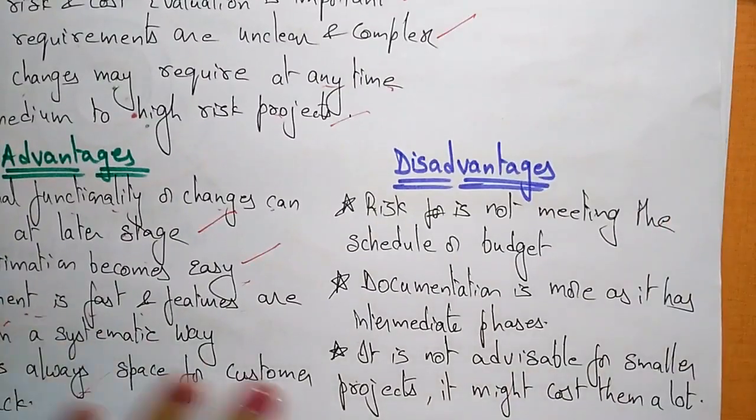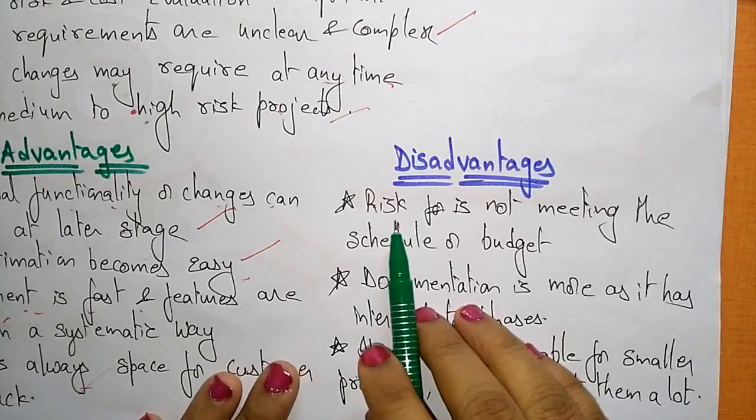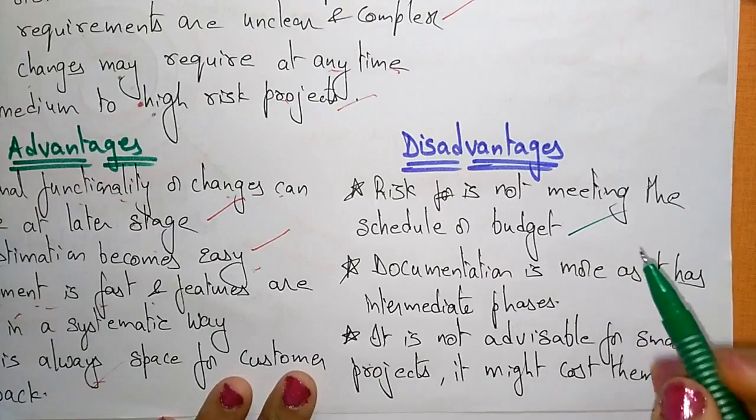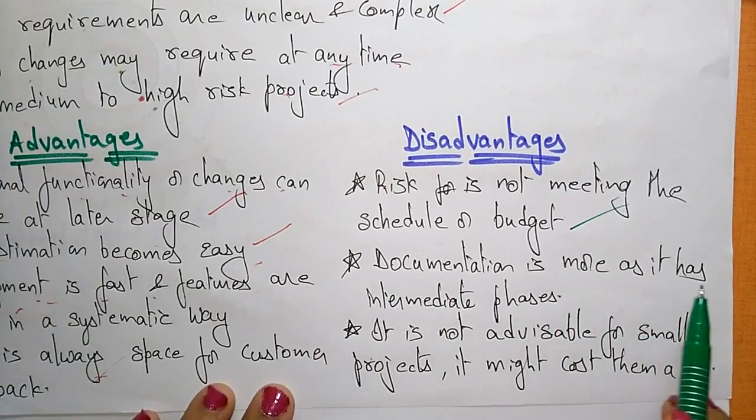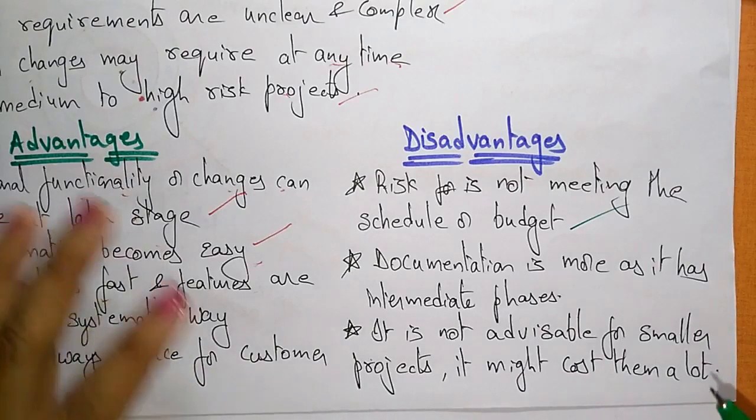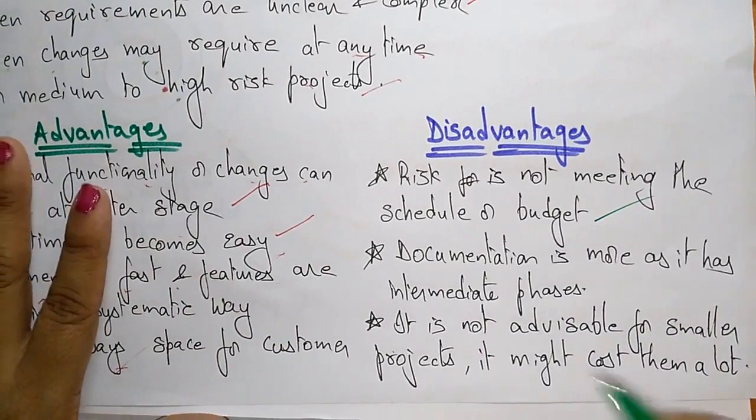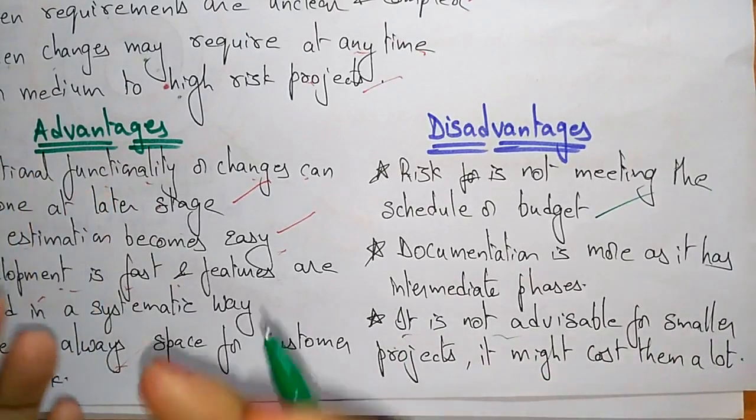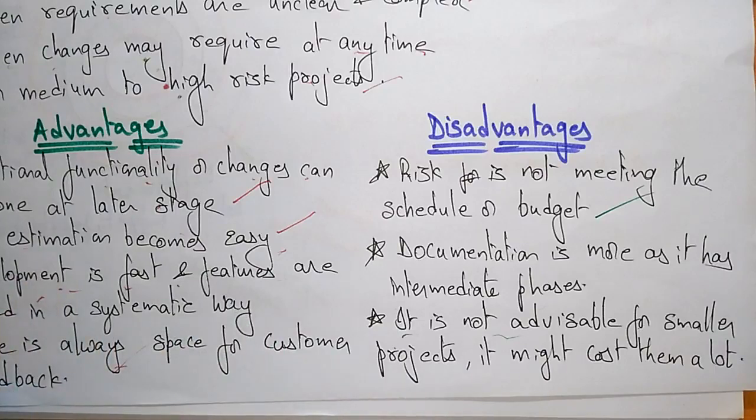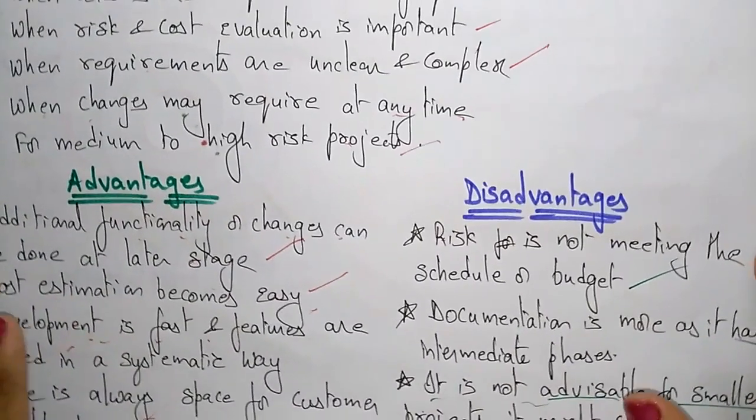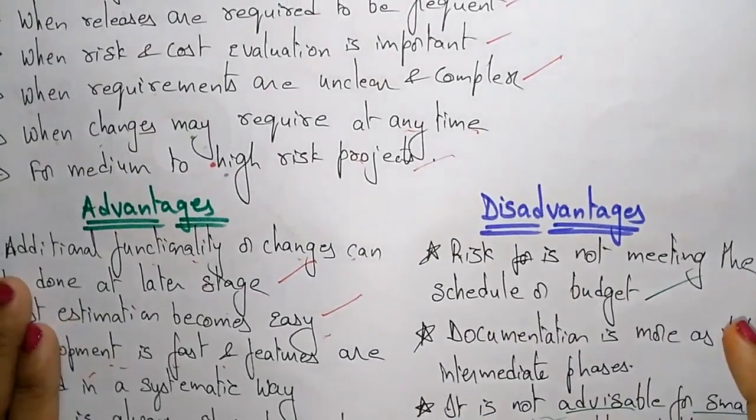Now let us see the disadvantages. The disadvantages of using the spiral are the risk of not meeting the schedule or budget, and the documentation is more as it has intermediate phases. In intermediate phases we have to write more documentation to make each phase clear. It is not advisable for smaller projects, as it might cost a lot. I already said it's better to use it for large projects. It is not that suitable for smaller projects. So these are the advantages and disadvantages of using the spiral model.